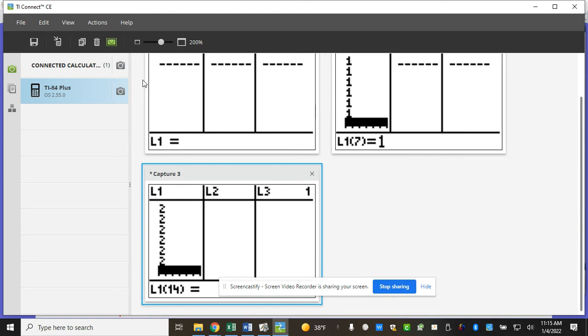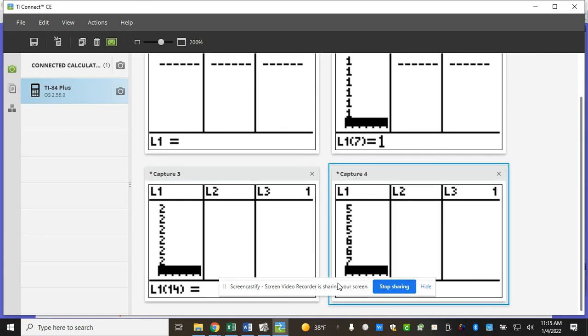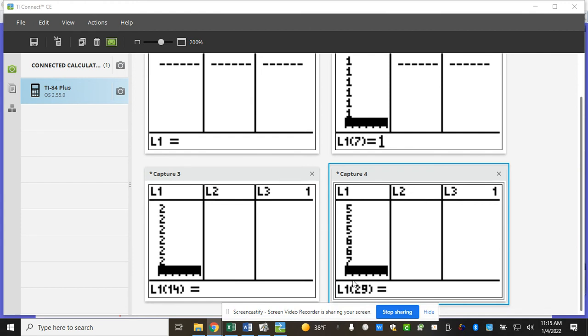And then how many 3s would there be in A? 3 4s, and then 1, 2, 3, 4, 5 4s. Help me out. 3 5s, 2 6s, and a 7. So I've just gone and typed all the numbers in. Well, then what can I do from there?